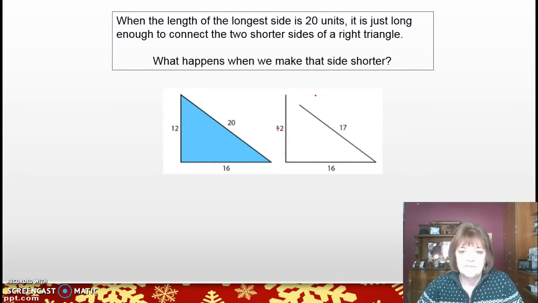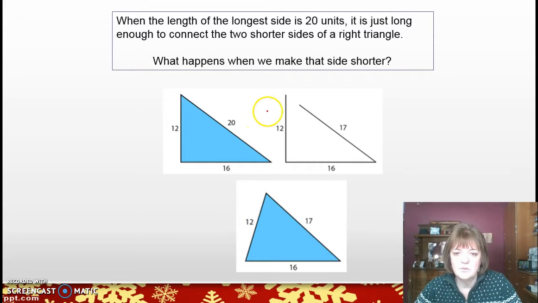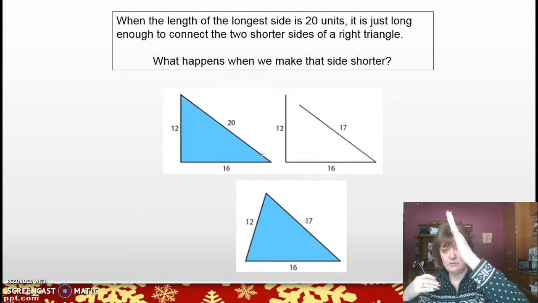Well, that's what we're going to do. We're going to bring in that 12, right? We're going to bring it in. So we're just going to fold it over. And I didn't have an animation for that, sorry guys. But we're just going to fold it over to make it touch.